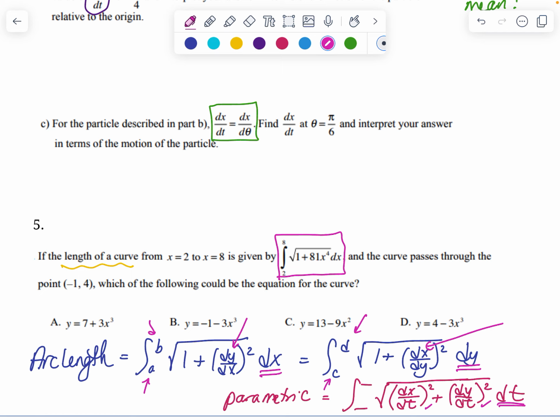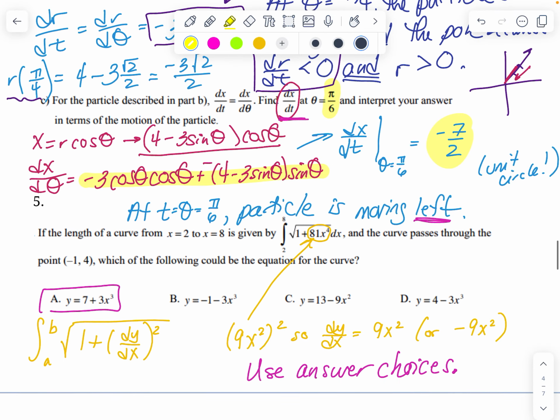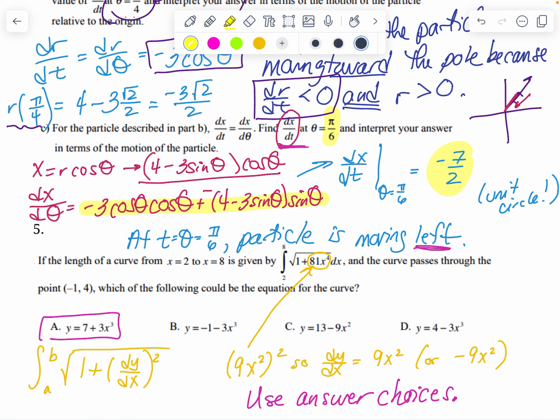Okay, so it says if the length of the curve from x equals 2 to x equals 8. Okay, now this is a huge help because they said these bounds are x's, and they are showing me here dx. So I'm using this one. Okay, that's the lineup. And now if I look at that, everything is matching up great. And so my dy dx squared has to be something that you square, and you get 81x to the 4th. So I'm going to go down here to my writing and say that means that dy dx has to be 9x squared. Okay, that has to be. It could possibly have a negative in there because the negative squared would be a positive 81 as well.